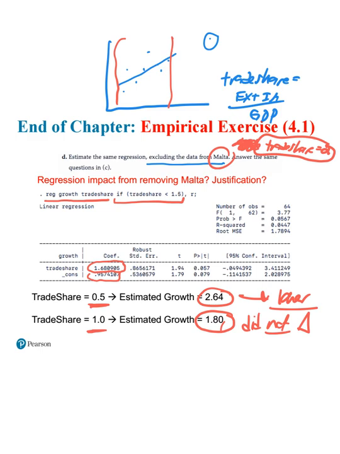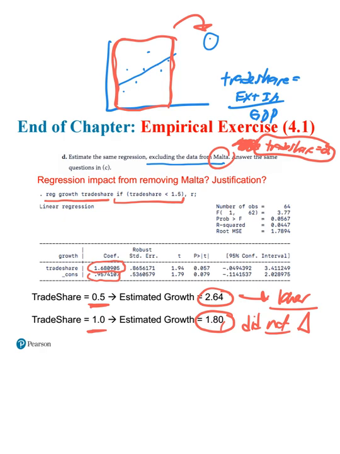All right, so which one is the more likely impact? Which one is the better predicted growth based off of a trade share of 0.5? Probably the one that's comparing and utilizing countries that are more similar. The other one includes an outlier. This probably should be qualitatively and realistically excluded from the analysis.